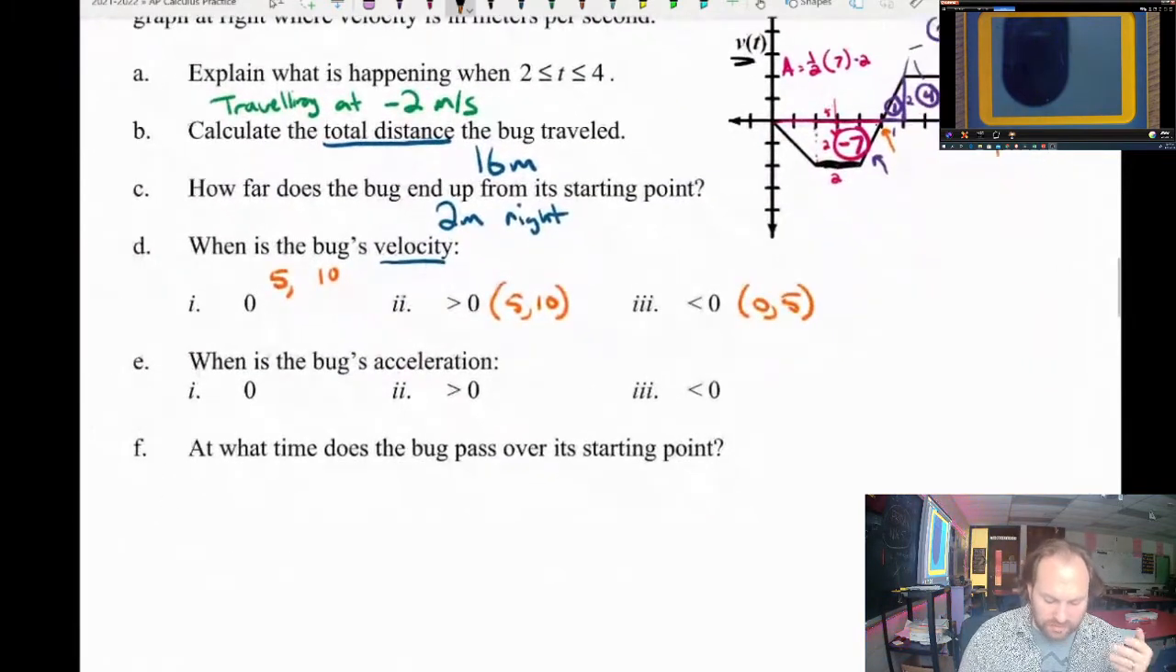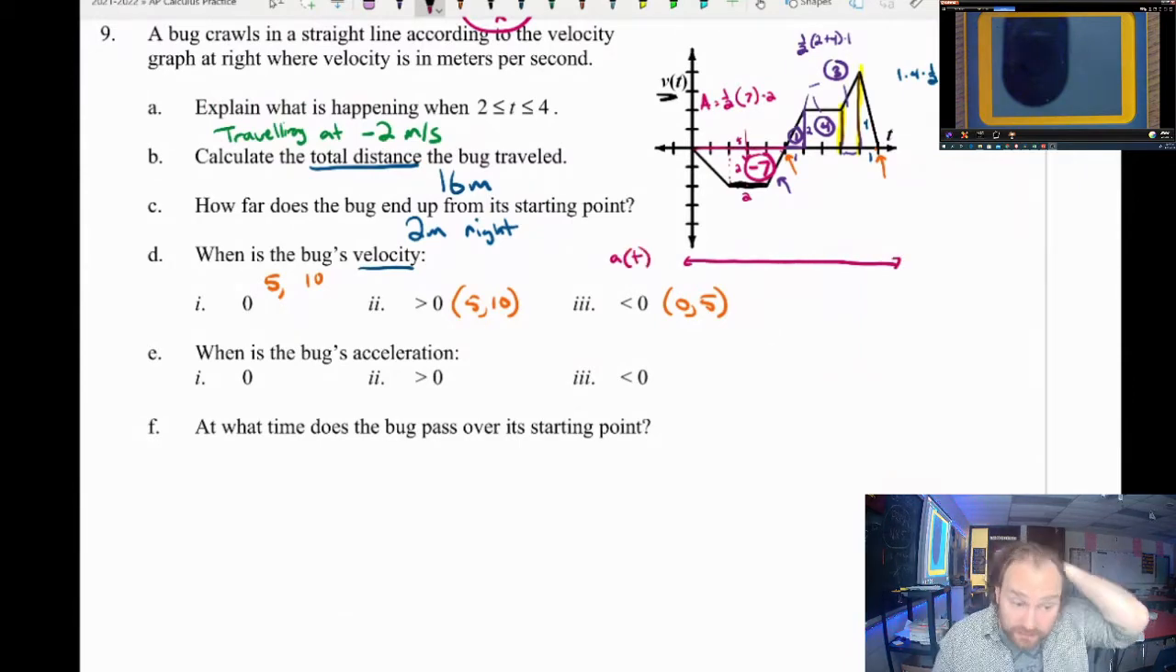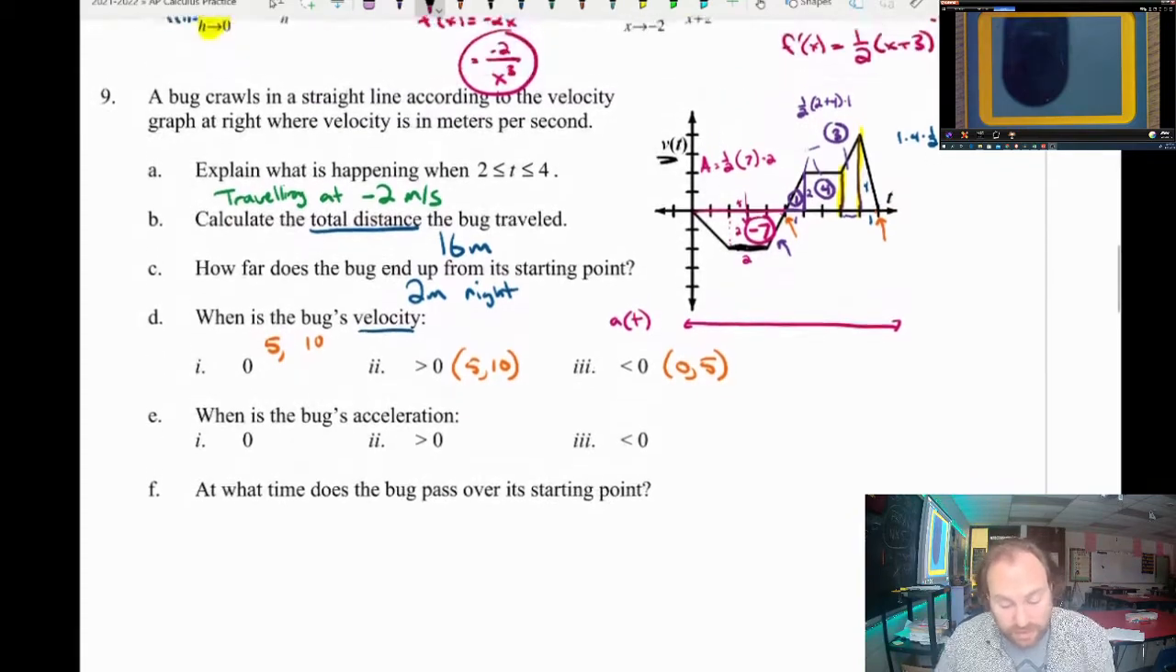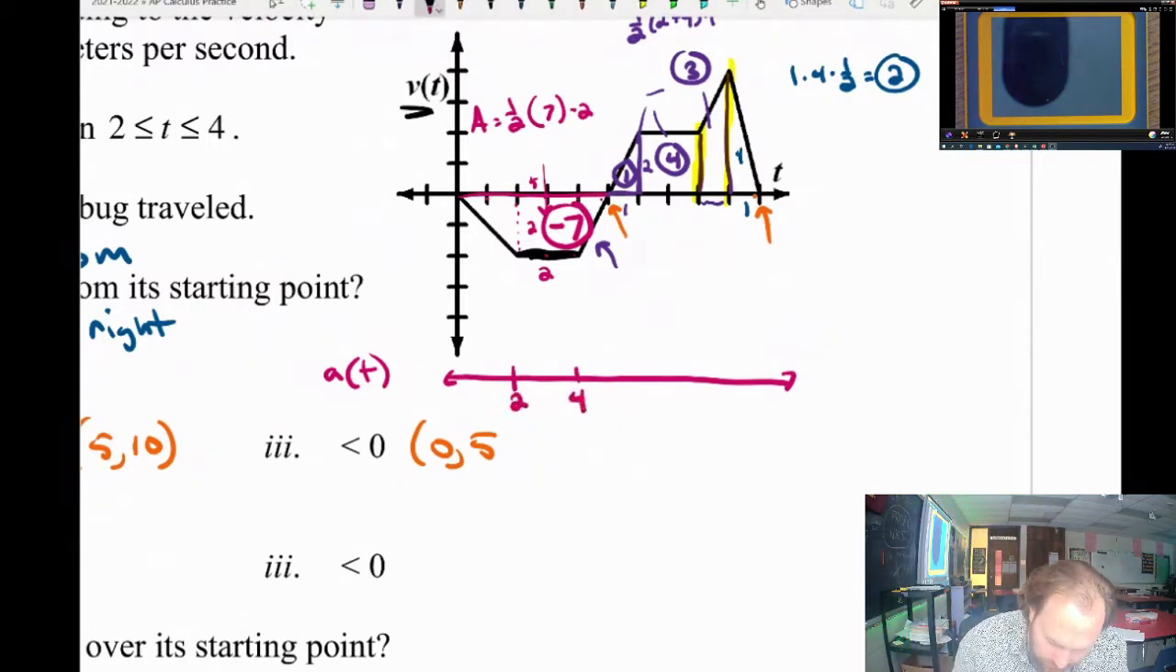Next, we have when is the bug's acceleration 0 or positive or whatever. Might be useful to make a little sign chart for this one because remember, acceleration is the derivative of this graph. And so if this graph is decreasing, its derivative, or the acceleration, will be negative. If the original graph is increasing, then the derivative will be positive. So let's kind of break this up into chunks. I see 2, there's a change. Positive 2, there's a change. Positive 4, there's a change. There's a change again here at 6.